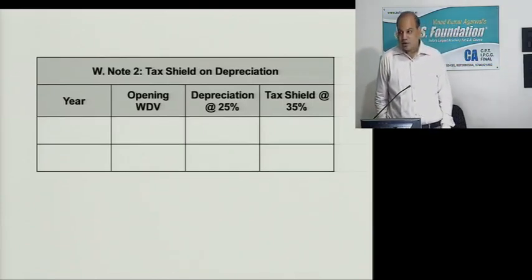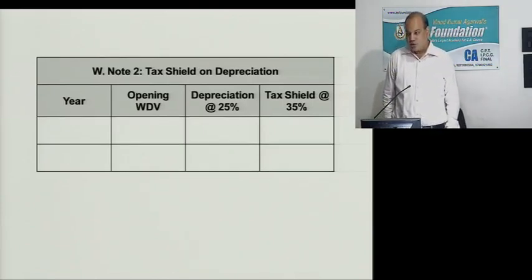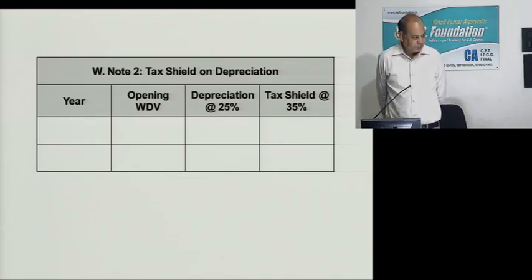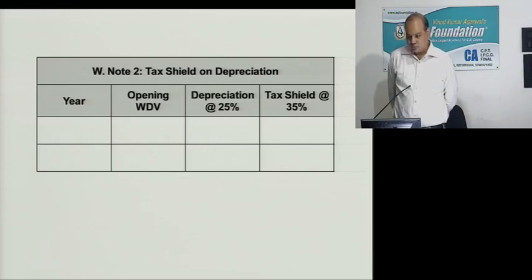What is the heading for working note 2? Tax shield on depreciation. Year, opening WDV, depreciation at the rate of 25%, tax shield at the rate of 35%.